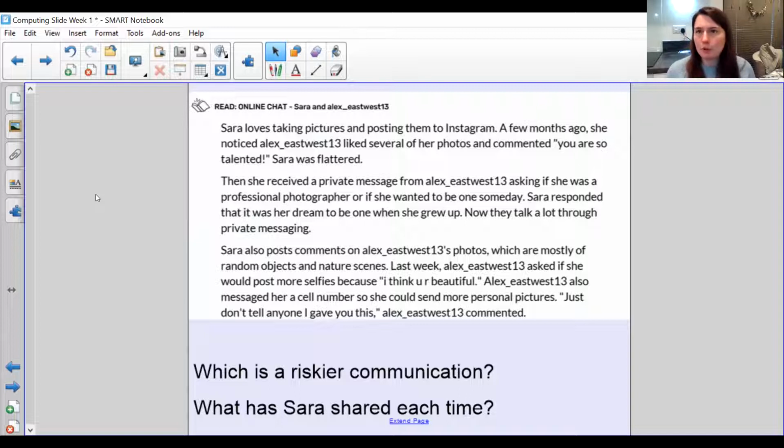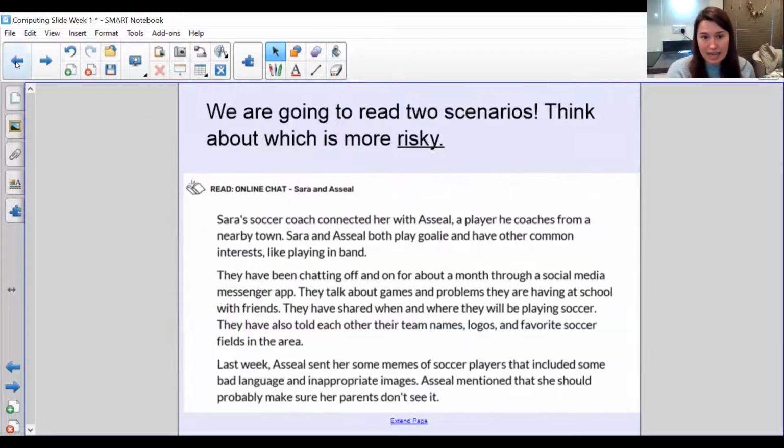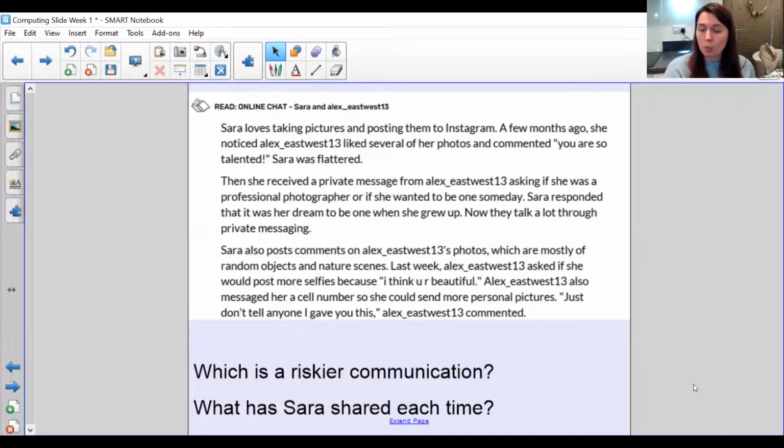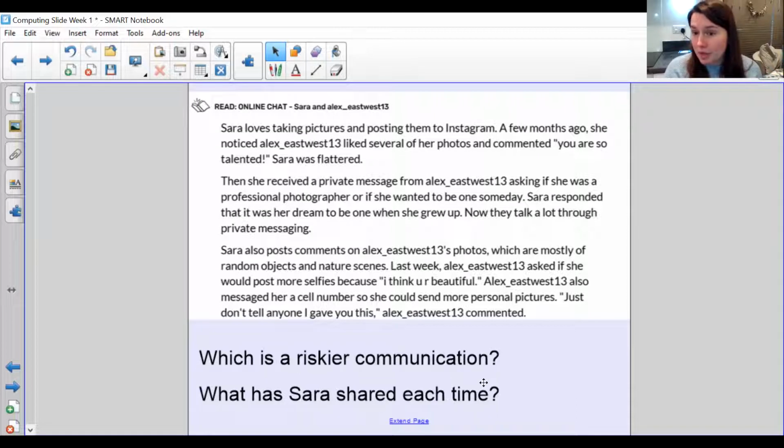So I want you to pause the screen here and think about which is a riskier communication. And actually, what information did Sarah share each time? So if you want to pause the screen, here's number 2, and here's number 1. Answer those 2 questions: which situation is riskier, and what personal information has Sarah shared?